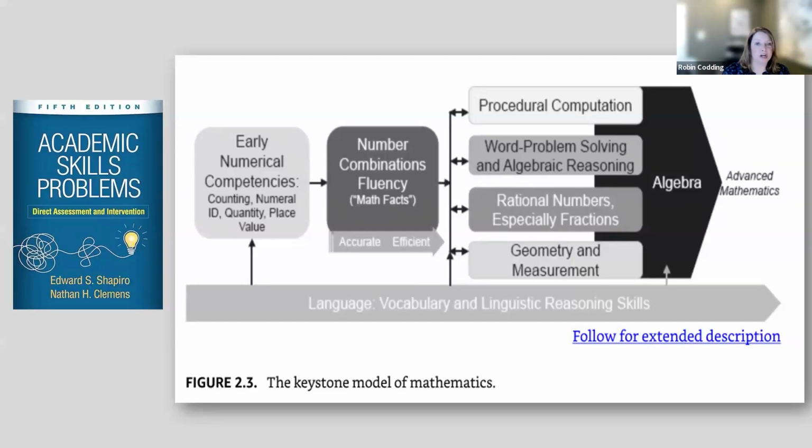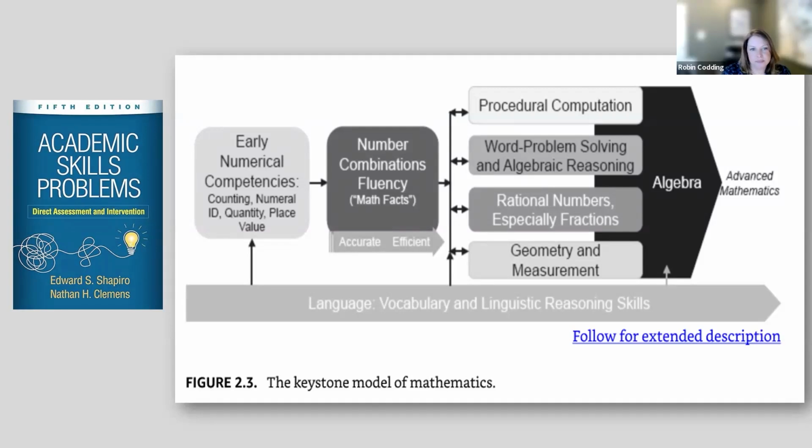And then finally, this is one of my favorite diagrams and ways to think about how we are looking at our assessment and corresponding intervention. This is a summary of the literature, or this is a diagram that Shapiro and Clemens put together, which is the summary of the literature illustrating what they refer to as a keystone model of mathematics. It shows you the skills necessary for math proficiency with the goal of ensuring students are algebra ready by grade 8. At the center of this framework, which I think is particularly important, are math facts, specifically accurate and efficient or fluent performance with math facts.